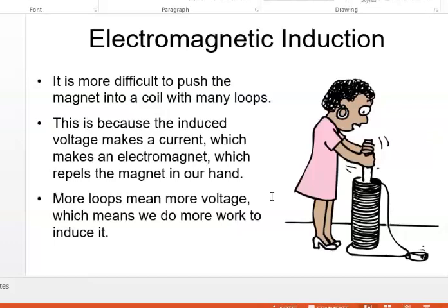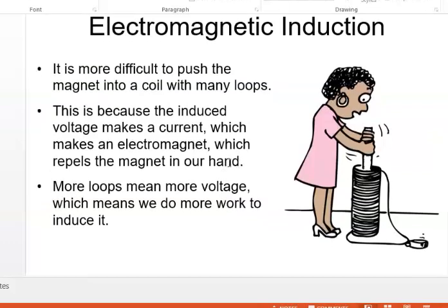So more loops means more voltage is there, which means we do more work to induce it. If you increase the number of loops, the number of turns in the coil, then you have to do more effort to move the magnet inside that coil, because the coil repels the magnet.